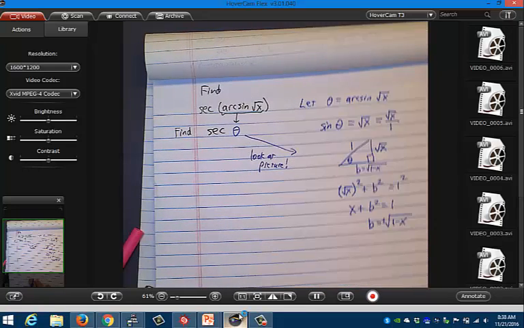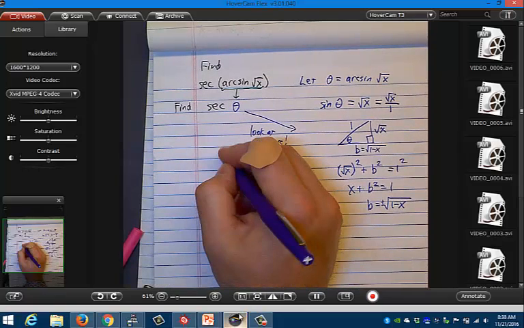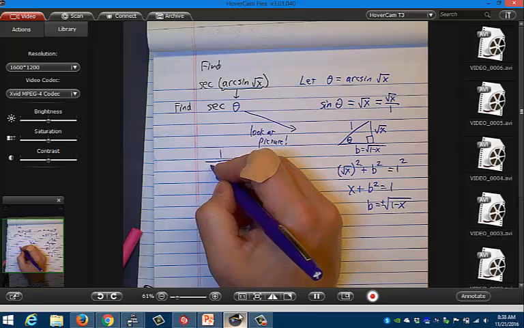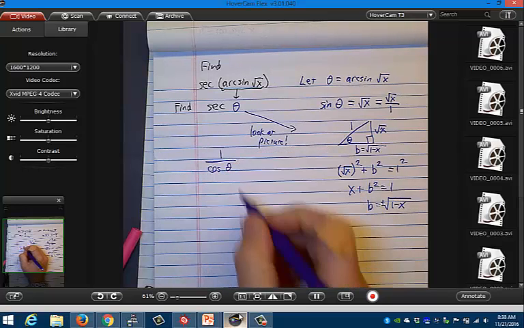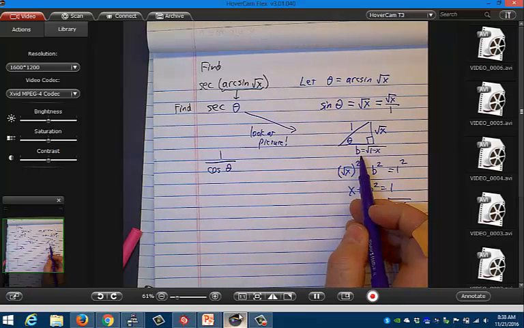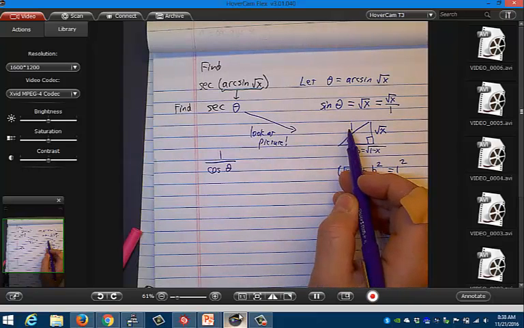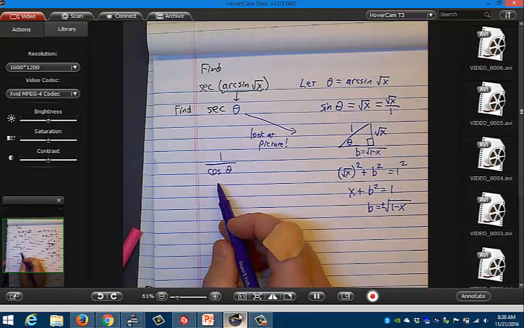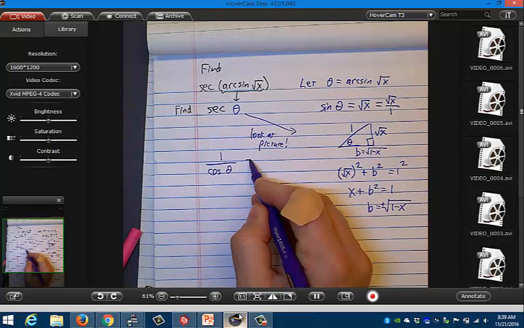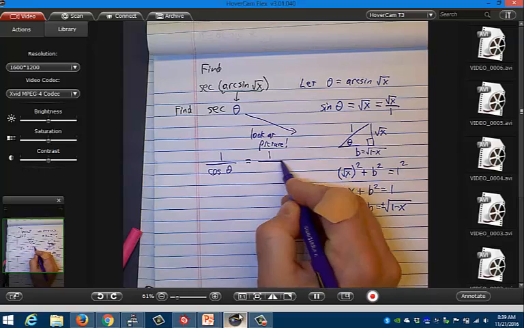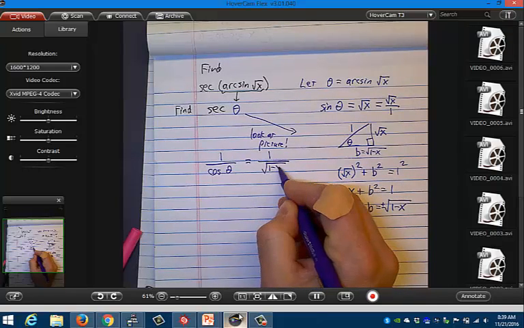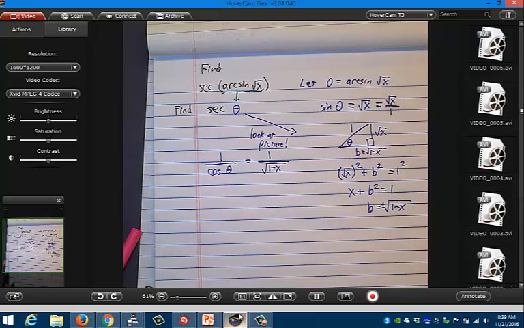Because secant means 1 over what? Cosine of theta. Cosine of theta would be b over 1. But 1 over the cosine of theta, this would be 1 over b, which is the square root of 1 minus x. Right? I mean, you could argue this.